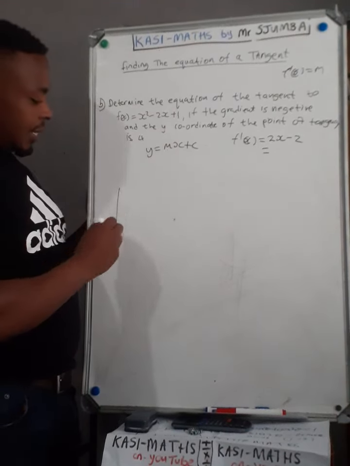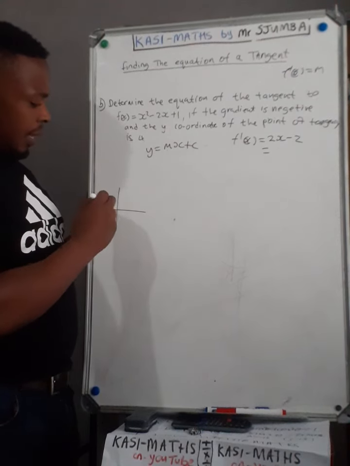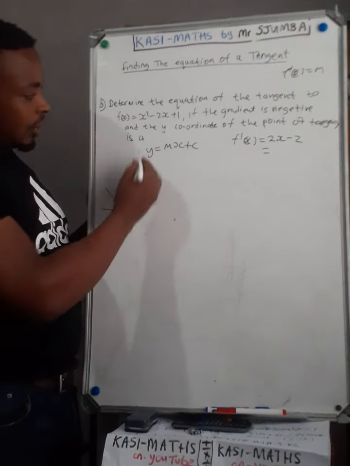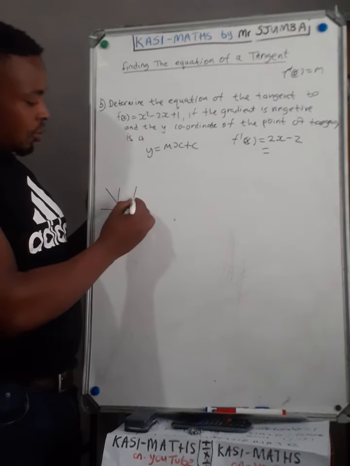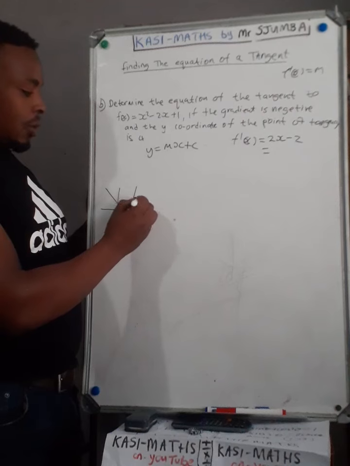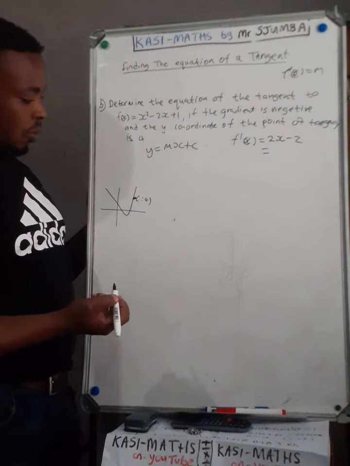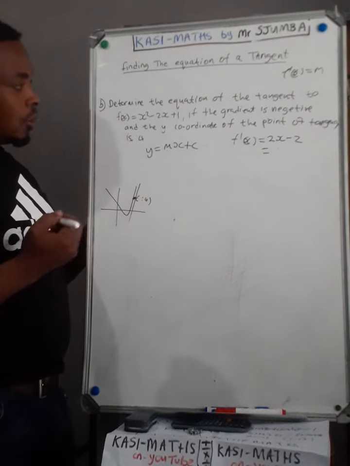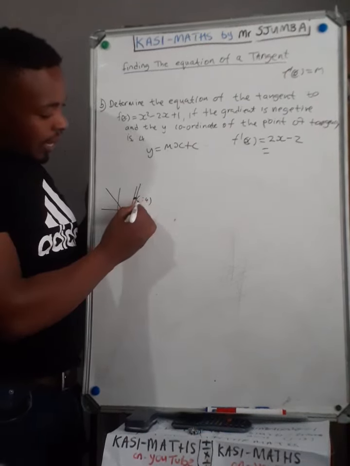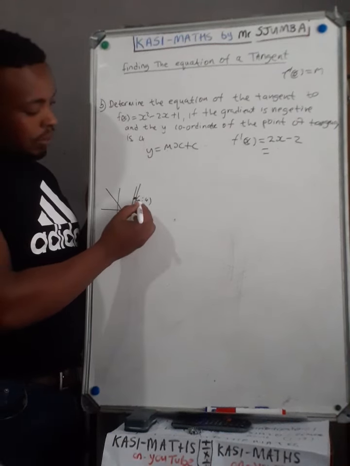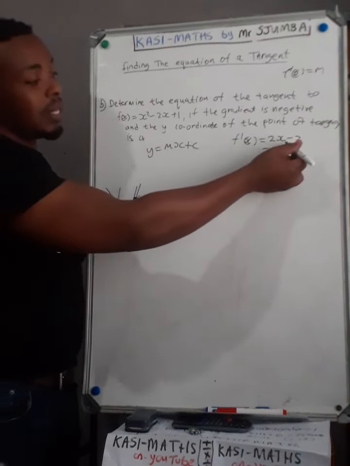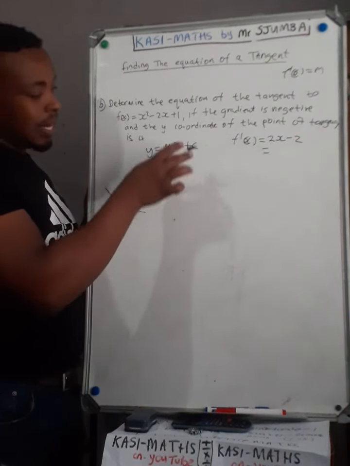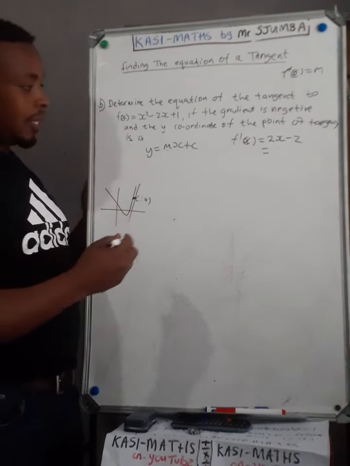Basically, we have a graph, and a tangent where y is 4, so there is a tangent touching here. We know the coordinate lies here, so there is a tangent passing here, touching the graph. Now we're looking for the x value, so that we know where the tangent touches, so that we can substitute the x value and get the gradient, then substitute the gradient and the coordinate to find c.